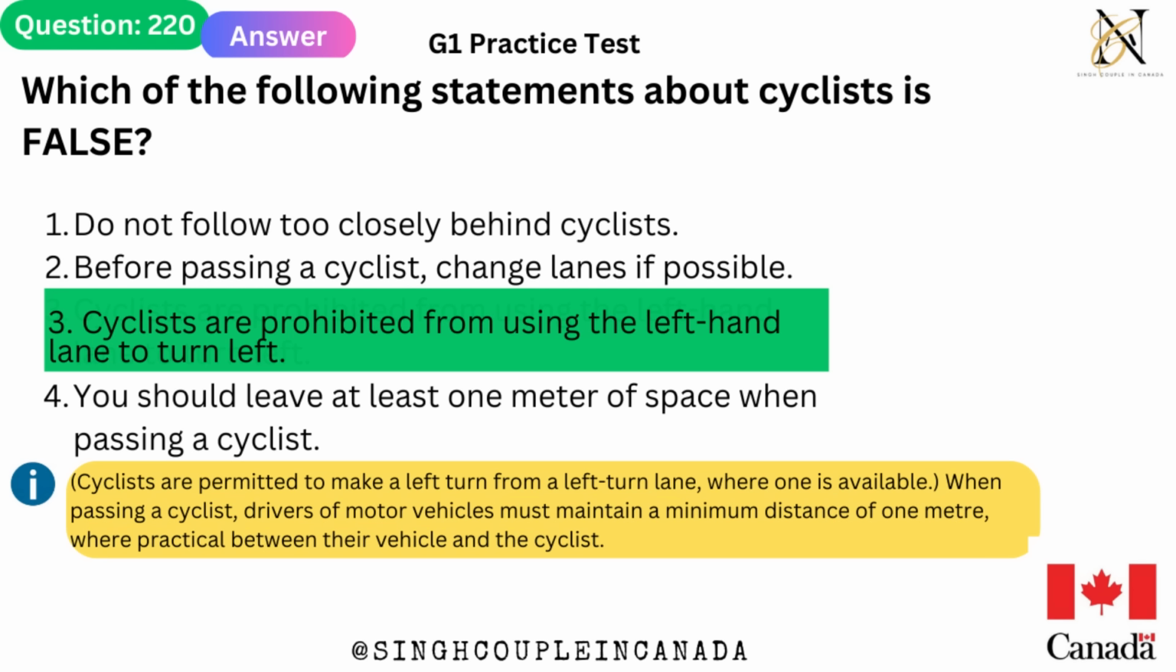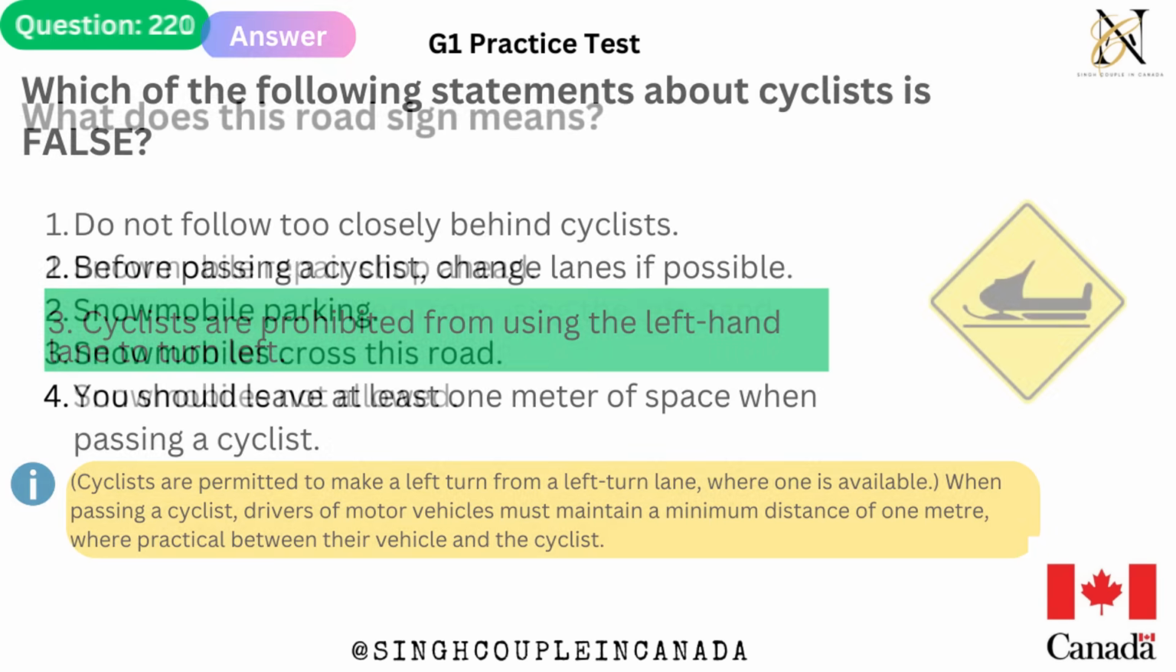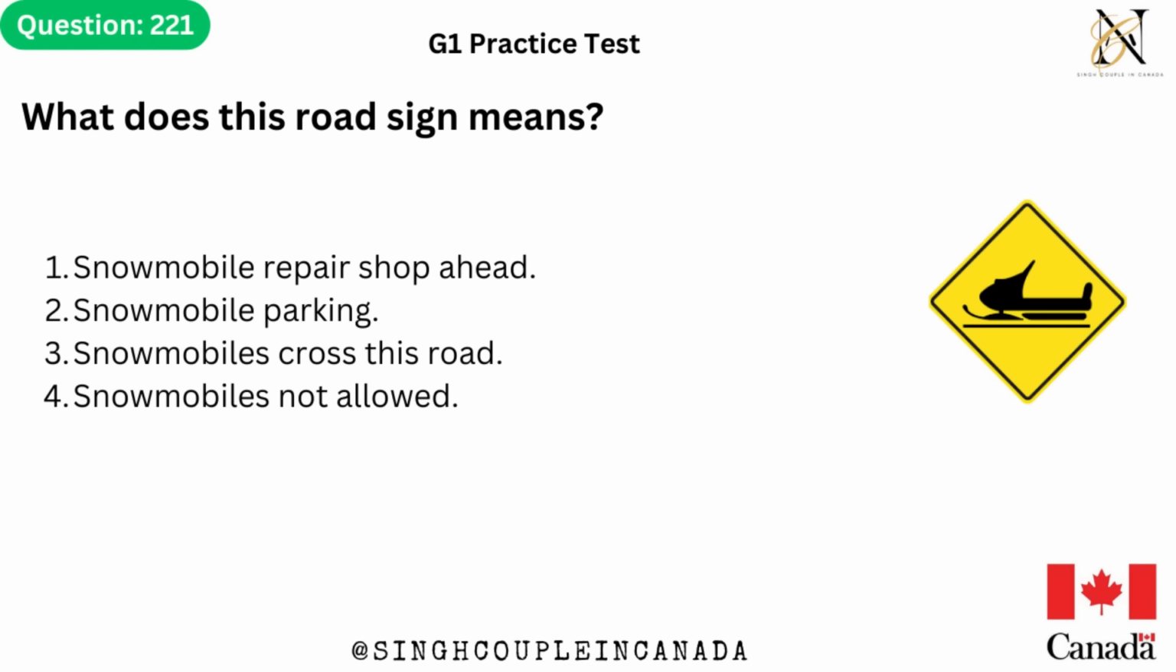Cyclists are permitted to make a left turn from a left turn lane, where one is available. When passing a cyclist, drivers of motor vehicles must maintain a minimum distance of 1 meter, where practical, between their vehicle and the cyclist.